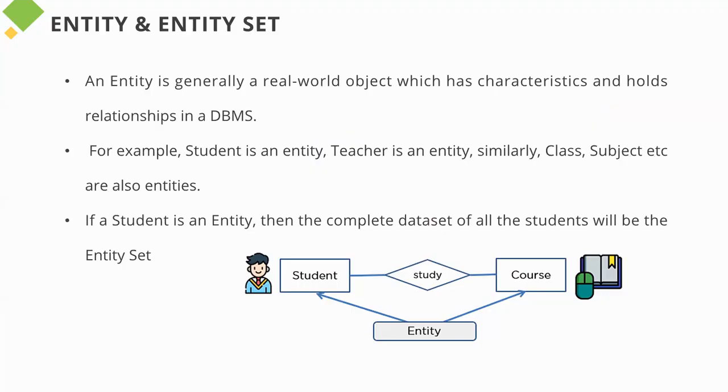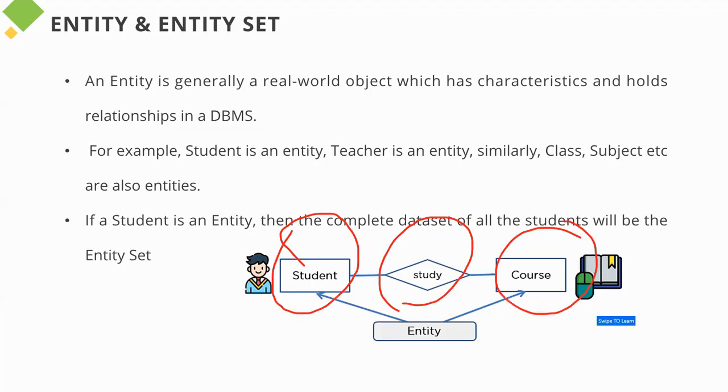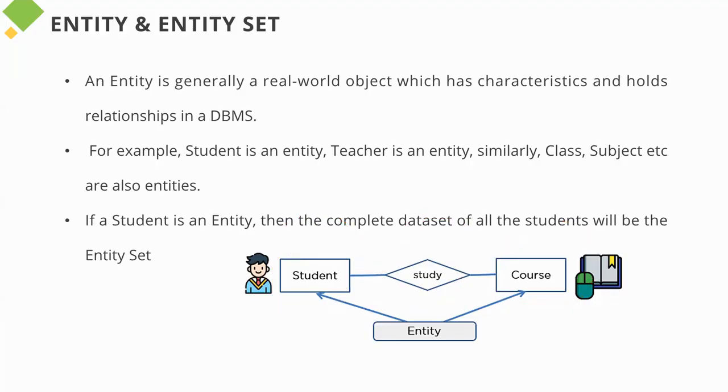If you see here, student and course are two objects. Student has some characteristics, a unique set of characteristics that define a person, and that's why it's called an entity. In the same way, course is also an entity. We'll also discuss what study means. This is the relationship between the student and course. What the student does, the relationship between these two entities, is called study. So this is called a relationship.